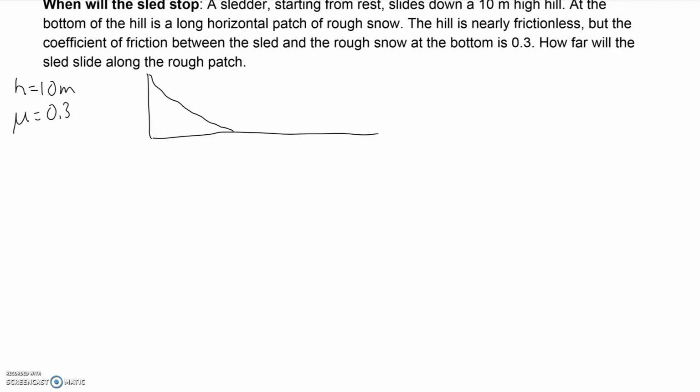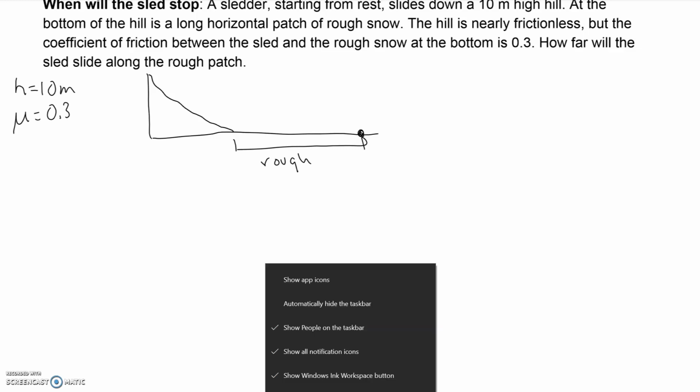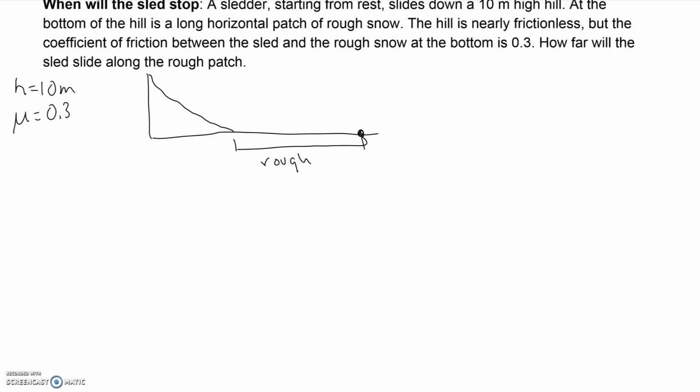We know that the sledder will be moving at the bottom of the hill, and at the bottom of the hill we have a height of 0. And then we know information about the rough patch here. We know the coefficient during that. And we want to find how far the sledder will go. So maybe that spot there happens to be it. We want to find what that spot is. All right, so we have two parts to this. We have the part of traveling down the hill, and then we have the part of traveling along the rough surface.